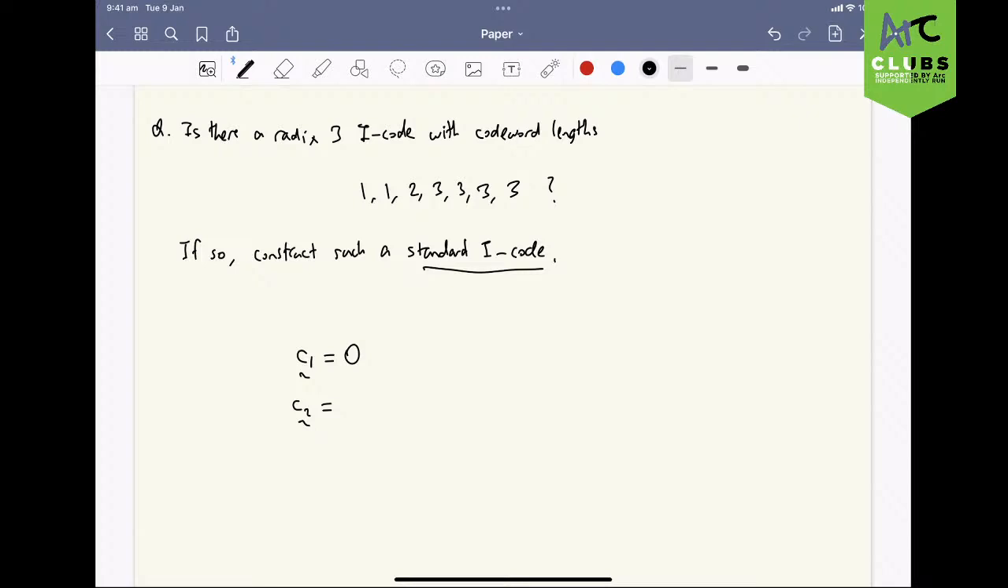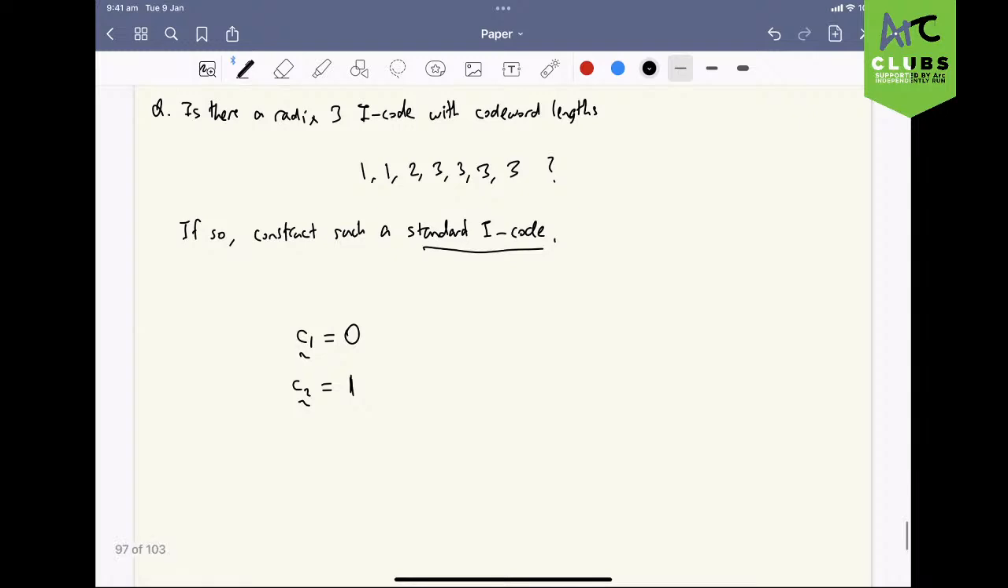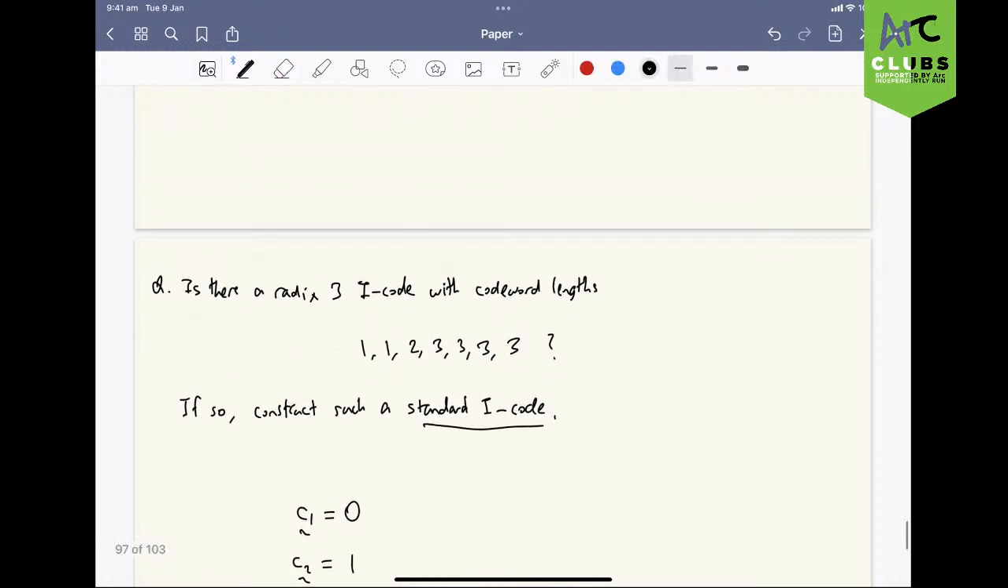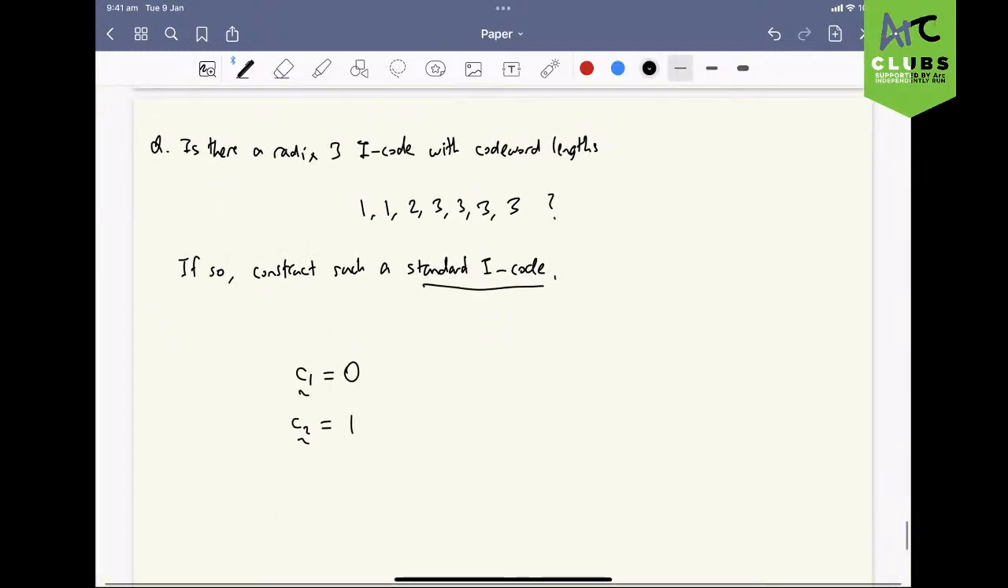But we can't do 0, so we do the next smallest possible one. 1. It can't be 0 because C1 already took that code word. Okay, so C3, we want a length 2 code word this time. And so it's going to have to start with 0 to 2, and then the second digit is also going to be 0 to 2.